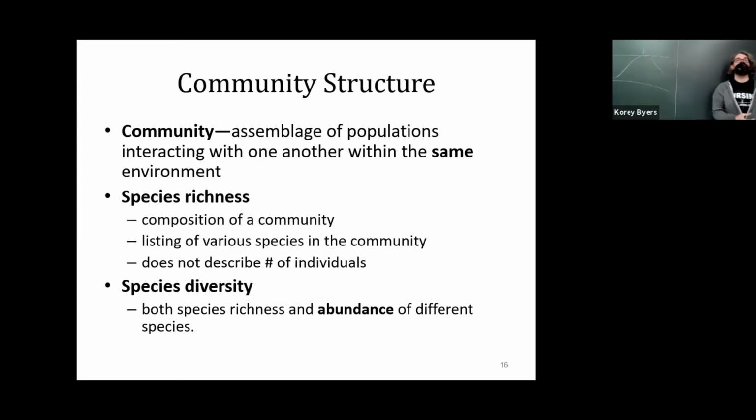And there are two ways we can describe a community. And these words sound very similar, so you have to be able to separate them. One is species richness, and one is species diversity. Richness is the composition of your community. So it's essentially a list of the species. So we have red maple, white maple, we have black willow, we have white-tailed deer, we have squirrel, we have cardinal. You know, you're listing all the species that you're concerned about.